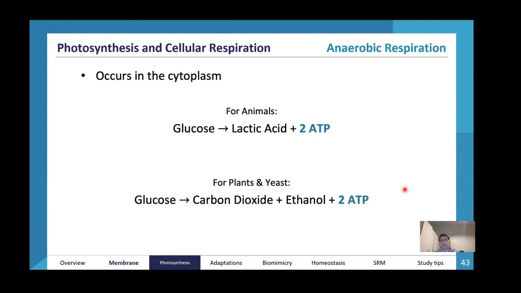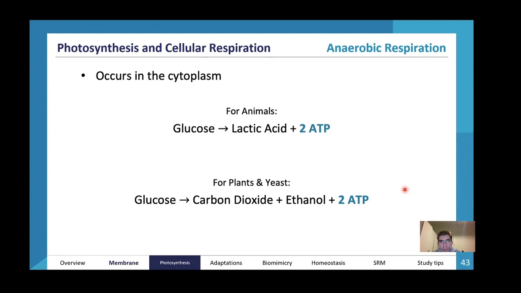So let's start with anaerobic respiration. It occurs in the cytoplasm, where glucose is broken down into lactic acid and two ATP molecules. For animals, the very first stage during anaerobic respiration, glucose will be broken down into lactic acid and two ATP molecules.